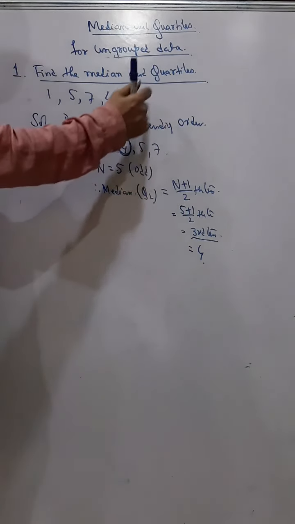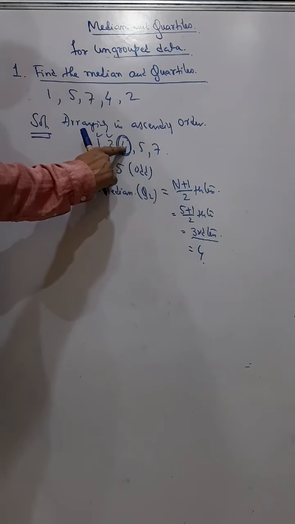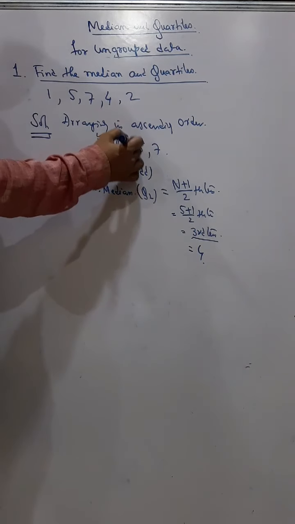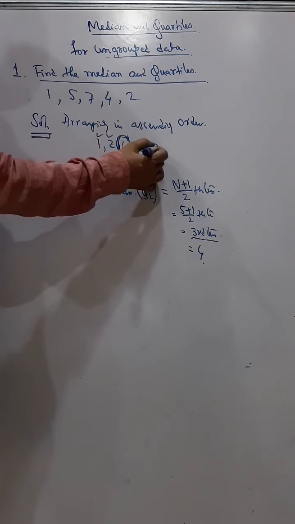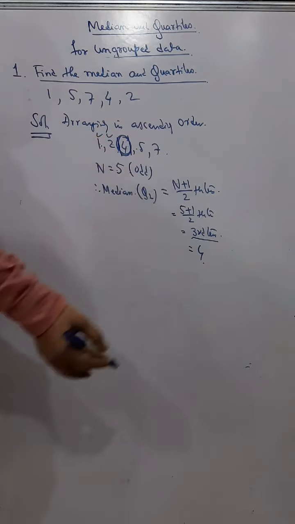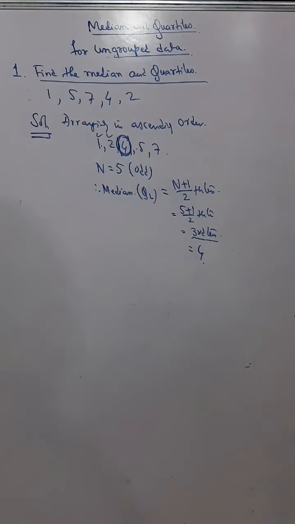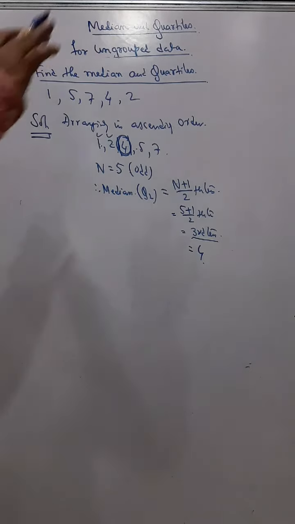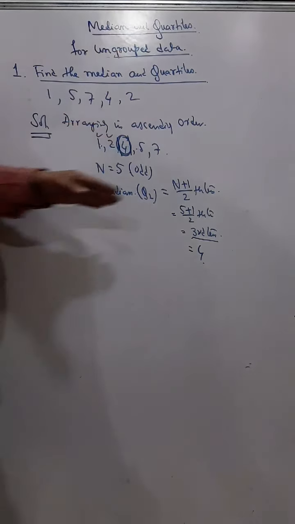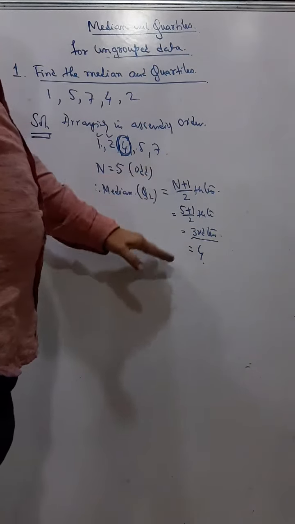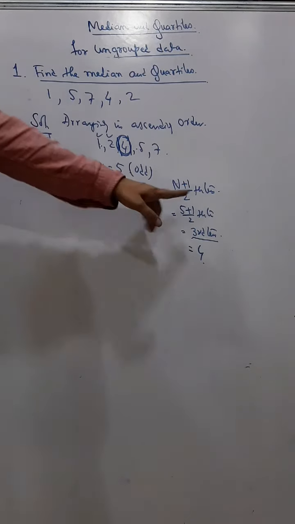So naturally, if you have an odd number of terms, you have only one mid value. But when you have an even number, I'll explain in the next sum, you will see that there we have two values, and therefore there are different formulas for odd and even. So when it is odd, the median is this.